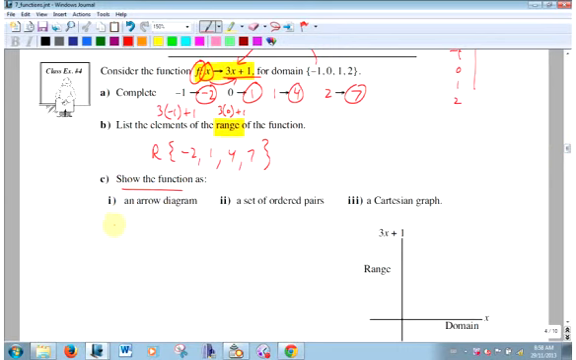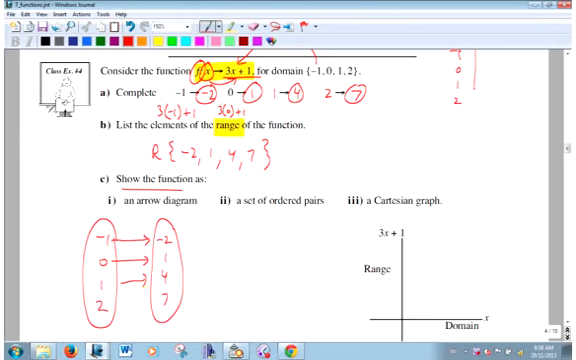Show this as an arrow diagram. There's my inputs. What are my outputs? Minus 2, 1, 4, 7. And they use these arrows. Minus 1 becomes that. 0 becomes that. 1 becomes 4. 2 becomes 7. We don't use this in grade 11, so I don't know. Again, I asked myself the question, why are we teaching this? I don't have the answer. I just do as I'm told.